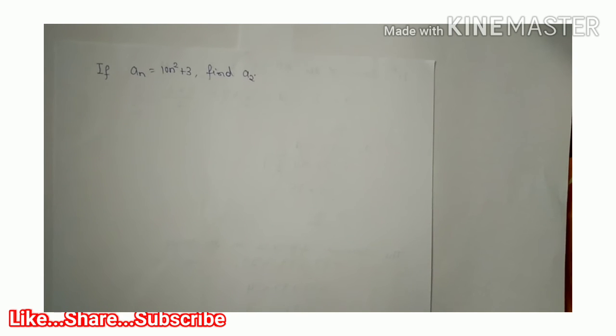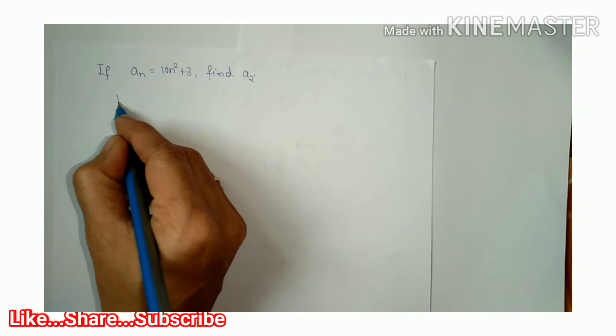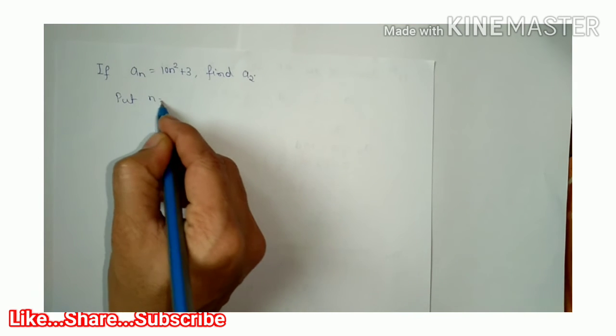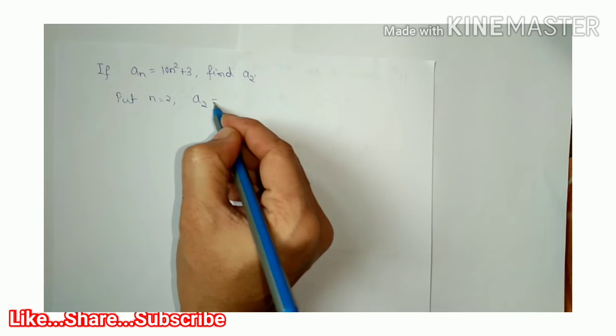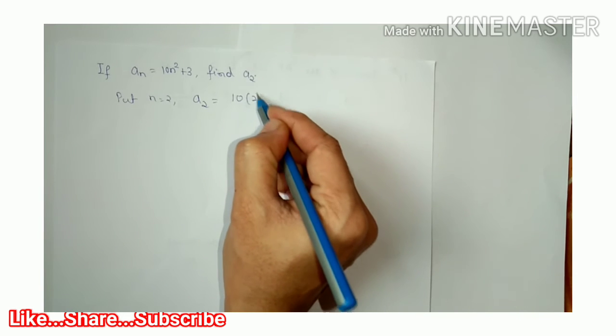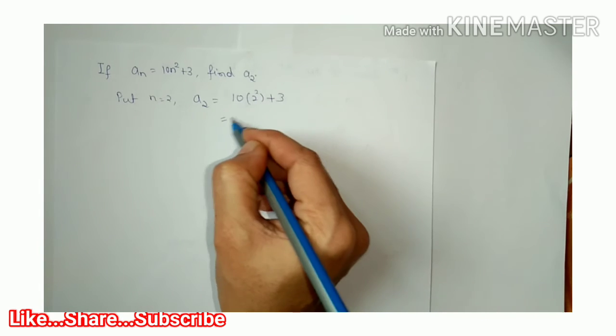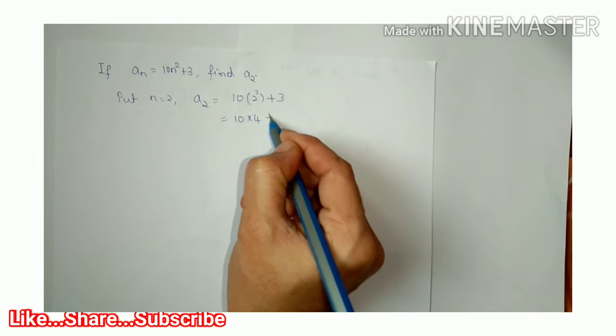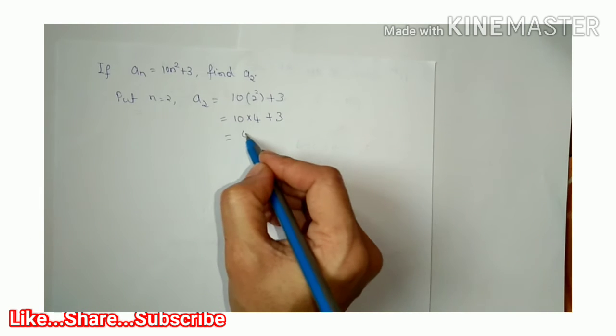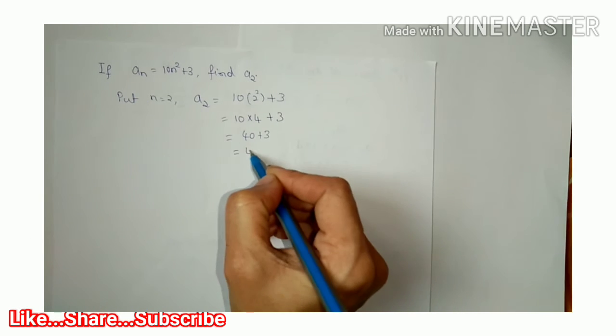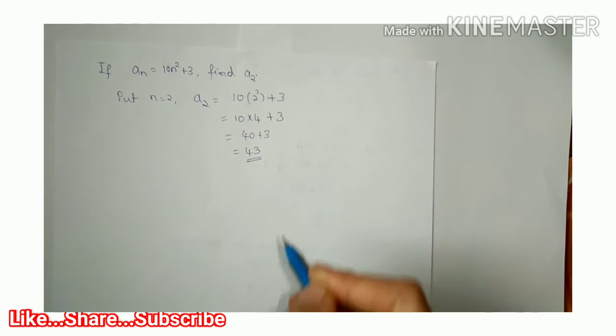Next example, if an is equal to 10n square plus 3, find a2. Put n is equal to 2, we get a2 is equal to 10 into 2 square plus 3. 10 into 4, plus 3. 40 plus 3, 43. a2 is 43.